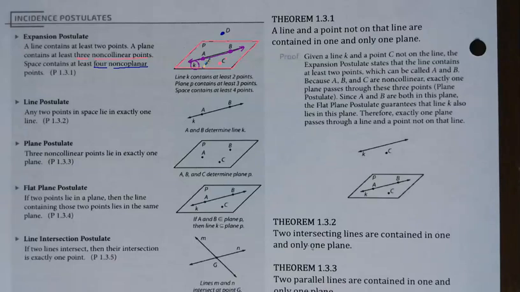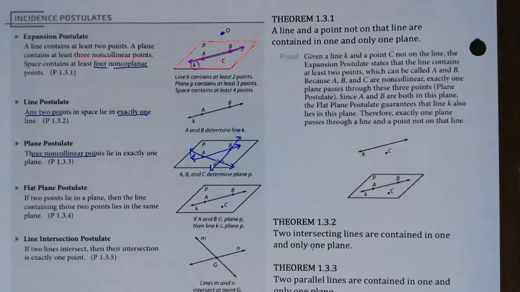All right, a line postulate. Any 2 points in space lie in exactly one line. So any 2 points can make exactly one line. That's all that's saying. The plane postulate: 3 non-collinear points, so 3 points that are not on the same line, lie in exactly one plane. So we would get different lines out of these. We could have line AB, line AC, line BC.